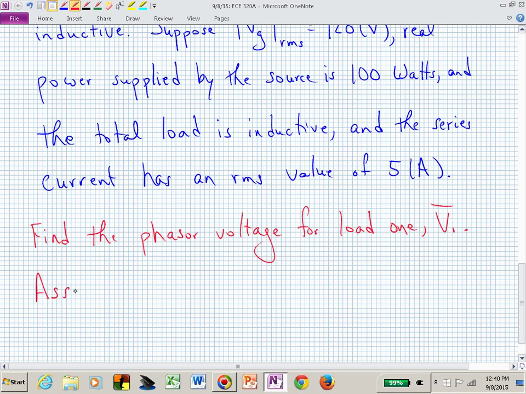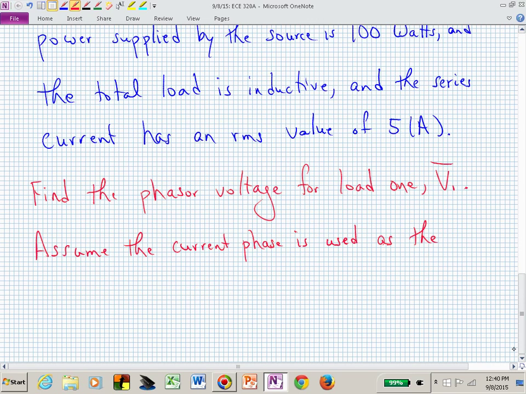Let's assume the current phase is used as the reference phasor. That is, what does that mean? The angle is zero. That's where we're basically drawing time t equals zero in the sand relative to, let's say, the peak of our current time domain waveform. We're now saying that theta sub I is 0 degrees.